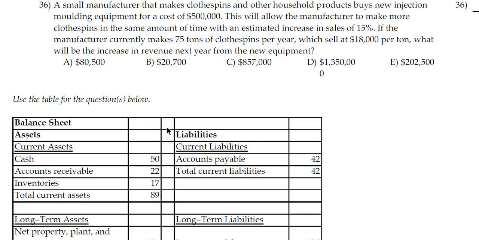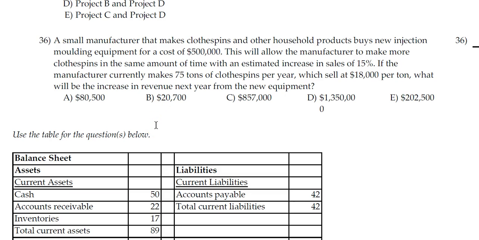Okay, 36. A small manufacturer that makes clothespins and other household products buys new injection molding equipment for a cost of $500,000. This will allow the manufacturer to make more clothespins in the same amount of time with an estimated increase in sales of 15%. If the manufacturer currently makes 75 tons of clothespins per year, which sell at $18,000 per ton, what will be the increase in revenue next year from the new equipment?